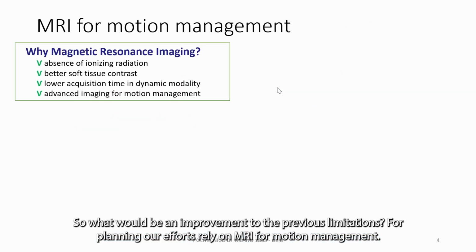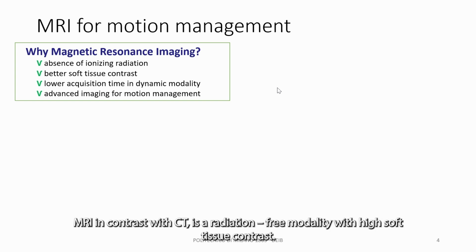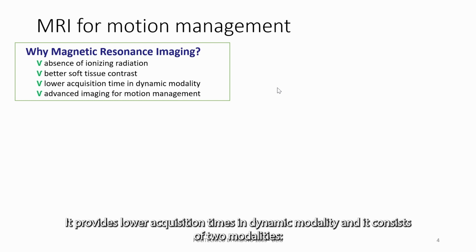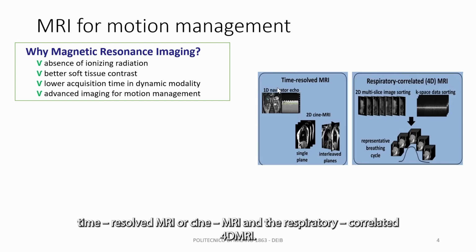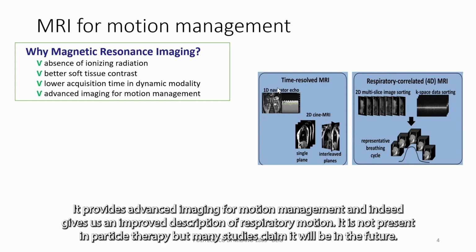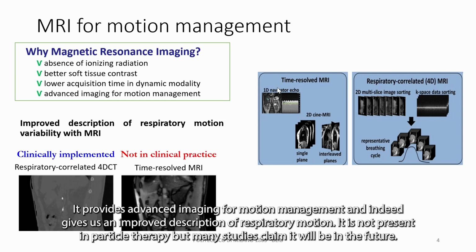So what would be an improvement to the previous limitations? For planning, our efforts rely on MRI for motion management. MRI, in contrast with CT, is a radiation-free modality with high soft tissue contrast. It provides lower acquisition times in dynamic modality, and it consists of two modalities, the time-resolved MRI or cine MRI and the respiratorily correlated 4D MRI. It provides advanced imaging for motion management, and indeed it gives us an improved description of the respiratory motion.